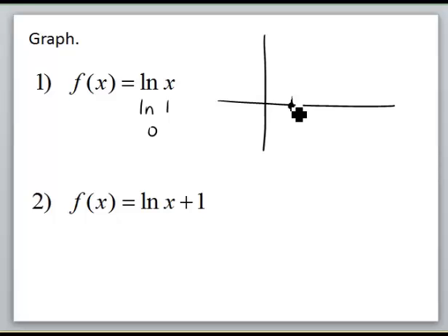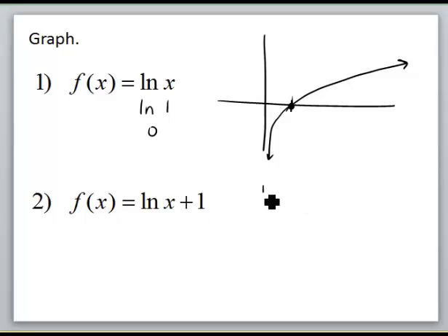What we know is that this graph gets closer and closer to the y-axis but never crosses it. And also we know that this function, as it's going to the right, is increasing continuously. This entire thing is concave down. What does this plus 1 on the end do?